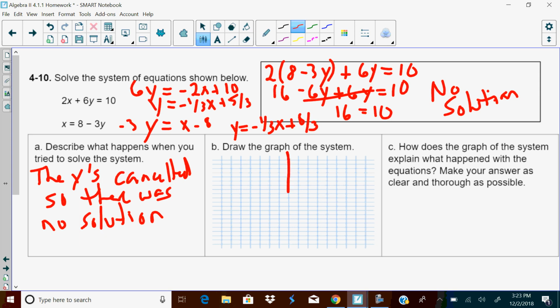When I go to graph them, if I use my graphing calculator, I end up with a graph that looks kind of like this, a little bit higher up, and then another one that looks like this. This is just a sketch. Then it says, how does the graph of the system explain what happened? So the lines are parallel.